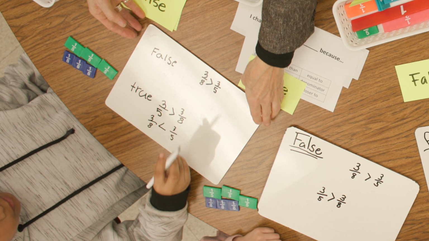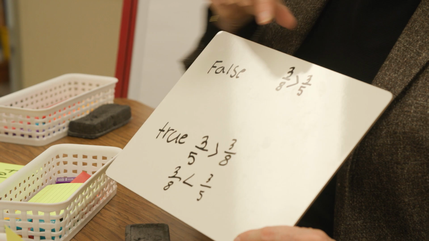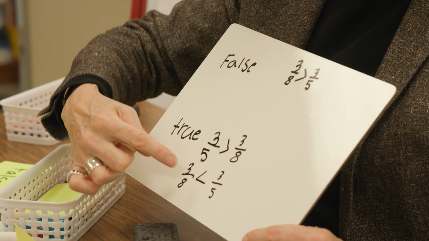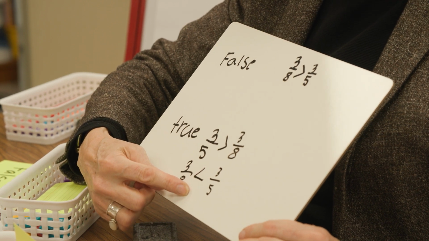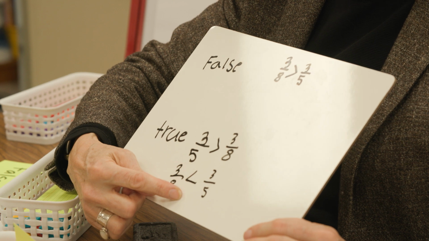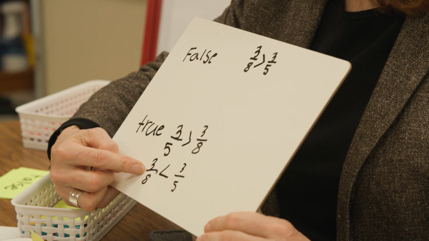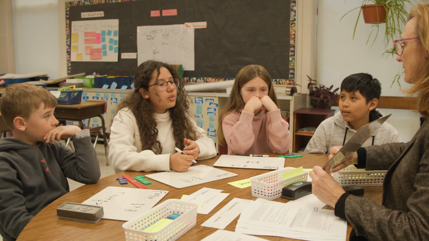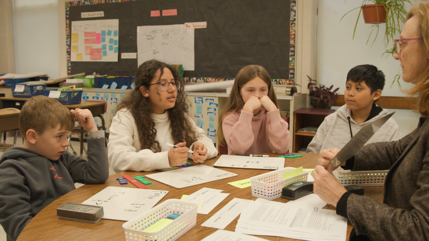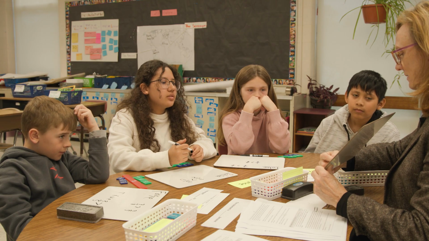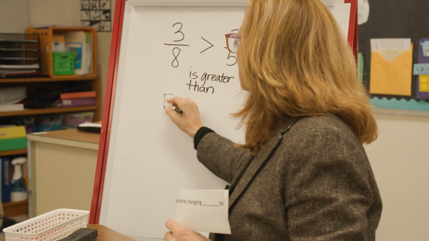Ooh, could I borrow your whiteboard? Okay. Here's what he did. He kept the same order, right? But what did you change? The symbol. He changed the symbol. And what did he notice? Now, how does this read? Can you read this for us? What does it say? 3/8 is less than 3/5. Okay. We have now built models, and we all agree that this is false.